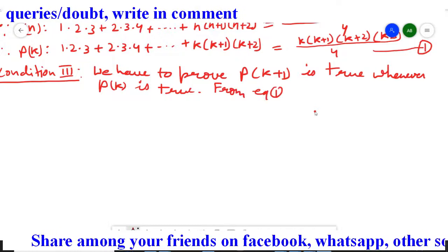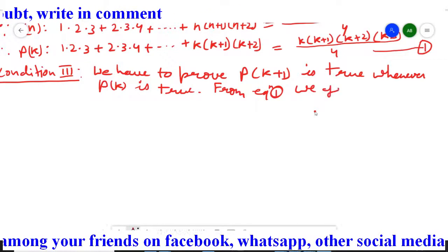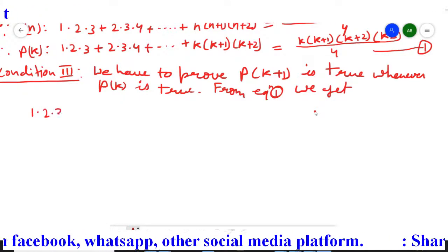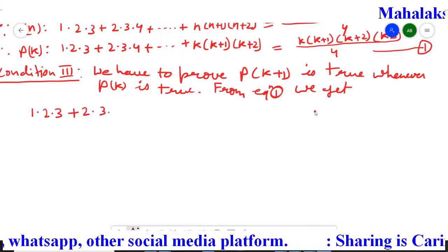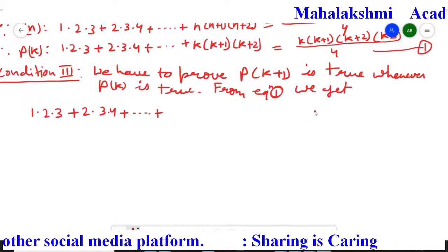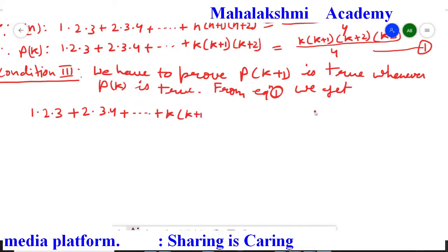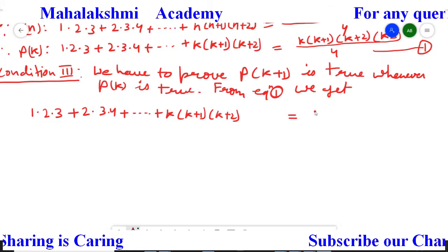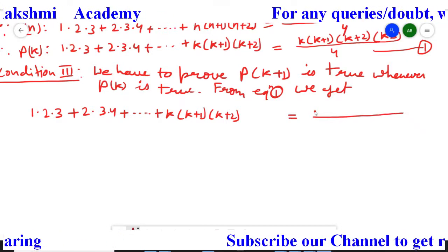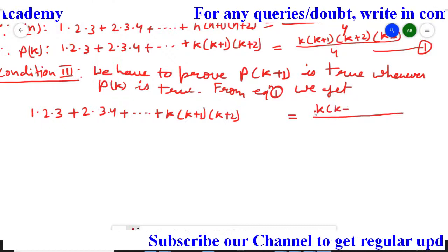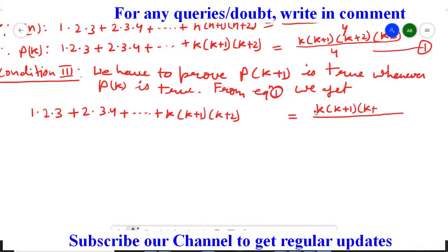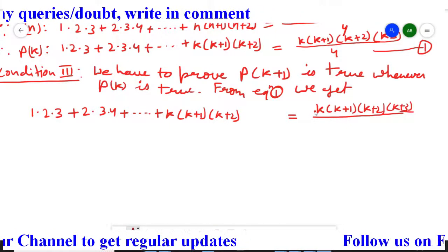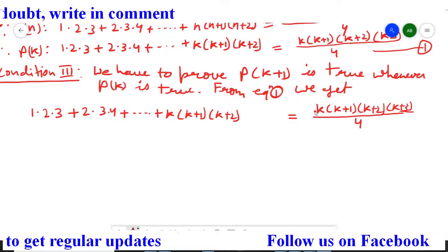So we write down here, from equation 1 we get, what is the equation, we just write down, that is 1 dot 2 dot 3 plus 2 dot 3 dot 4 plus, extended up to k, k plus 1, k plus 2, and then equal to, I am just writing equation 1 as it is, k, k plus 1, then k plus 2 and then k plus 3, and here only 4. So I wrote the Pk statement.